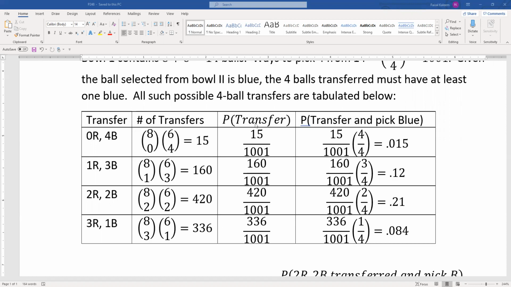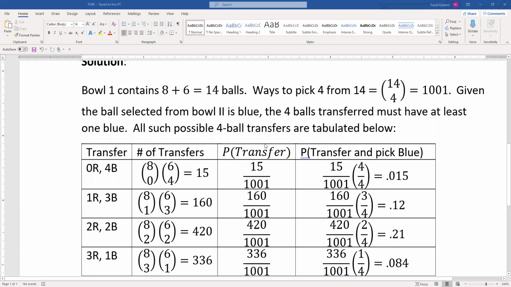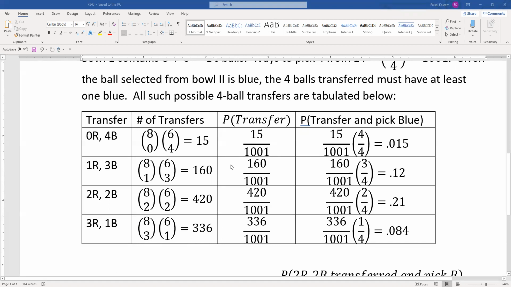And so the probability of this transfer: there are 15 possible transfers, and there are 1001 total possibilities of picking 4 out of the 14. So that's our usual thing, that it's 8C0 times 6C4 divided by 14C4, where 14C4 is the total number of possibilities of picking the 4 out of 14. And so similarly, for the probabilities of the other transfers, you divide the number of transfers by the 1001 in each case. And now the probability of the transfer and then picking a blue after the transfer.